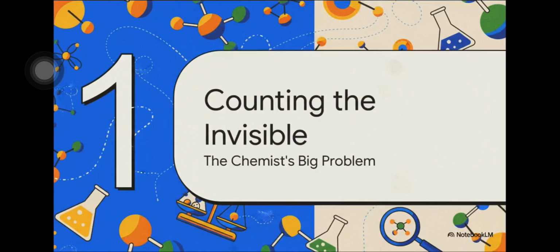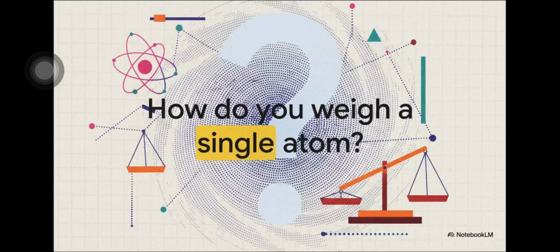Okay, so to really get why the mole even exists, we have to put ourselves in the shoes of an early chemist. Imagine this. Your job is to mix stuff together, but the stuff you're working with, atoms, molecules, is completely invisible. How are you supposed to follow a recipe if you can't even count your ingredients? Now, seriously, think about it. How on earth do you weigh a single atom? You can't just pick one up with tiny tweezers and plop it on a scale.